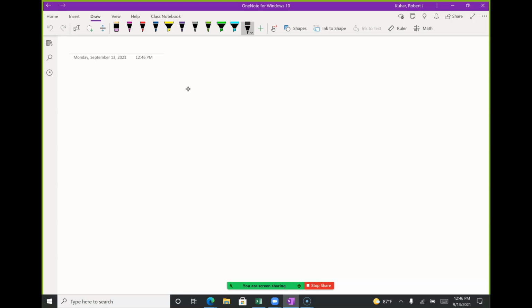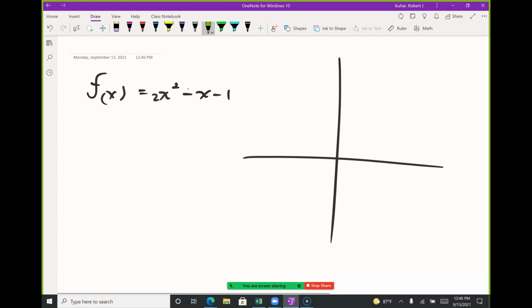All right. So I gave you this function f of x equals 2x squared minus x minus 1, and of course we're going to graph it first, right? We get something like this. How do I know it opens up? Well, how do I know it's a parabola? Because it's a quadratic. And how do I know it opens up? Because it's positive. Positive leading coefficient. There's a positive 2 in front of the x squared, so it opens up. Positive people smile, right? Negative people frown.